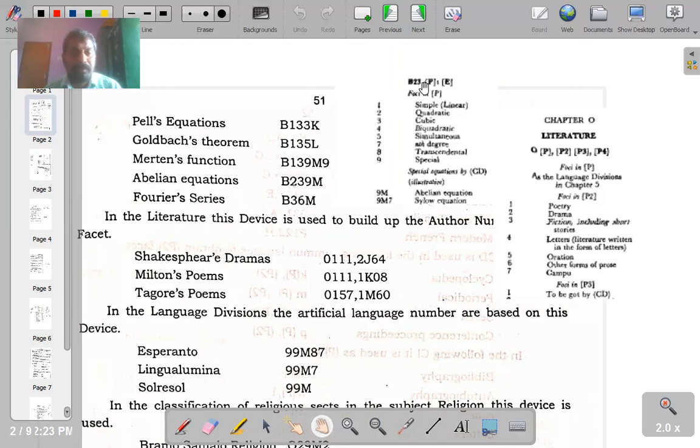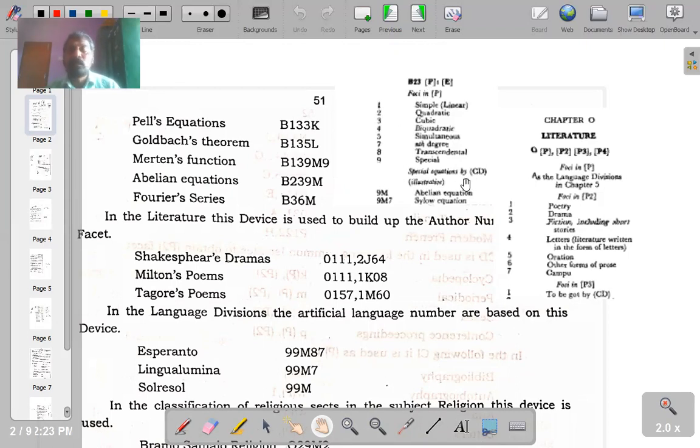So for example, take B23. In B mathematics, there is something called B23. For this B23, Ranganathan has given P and E, both. But how to calculate and get P, Ranganathan has given: B231 stands for simple or linear equation, B232 stands for quadratic equation, B233 stands for cubic equation. This way he has given a lot of equations. But B239 means special equations. And how do we give our own numbers for special equations? That is based on special equations by CD.